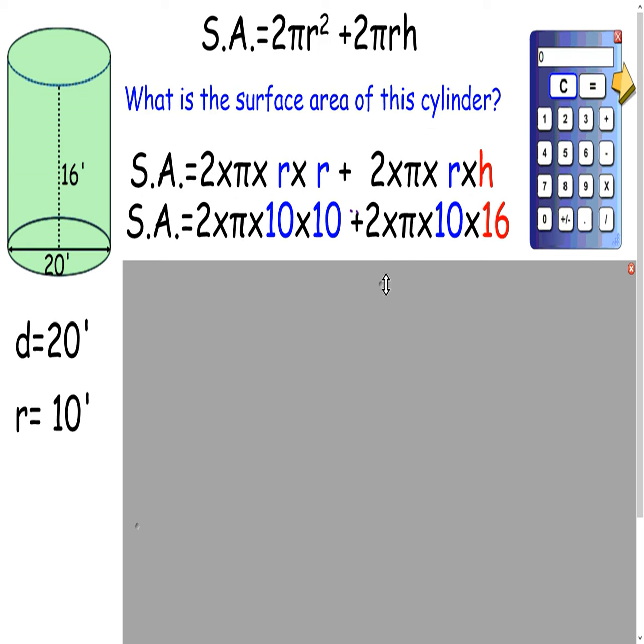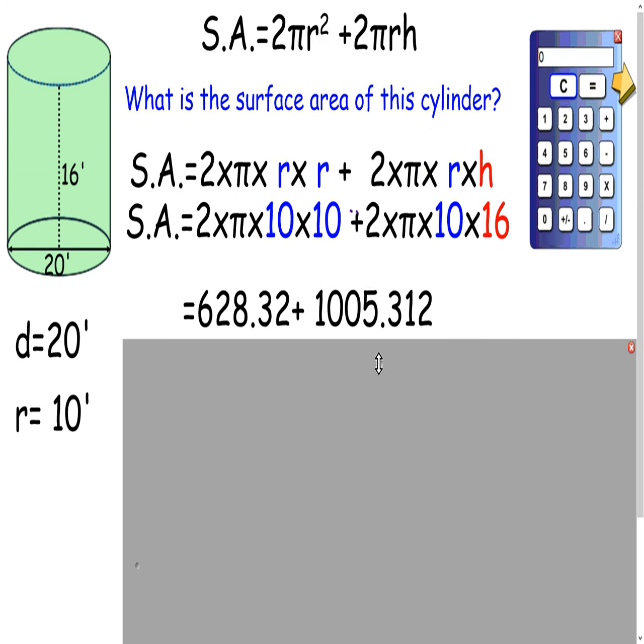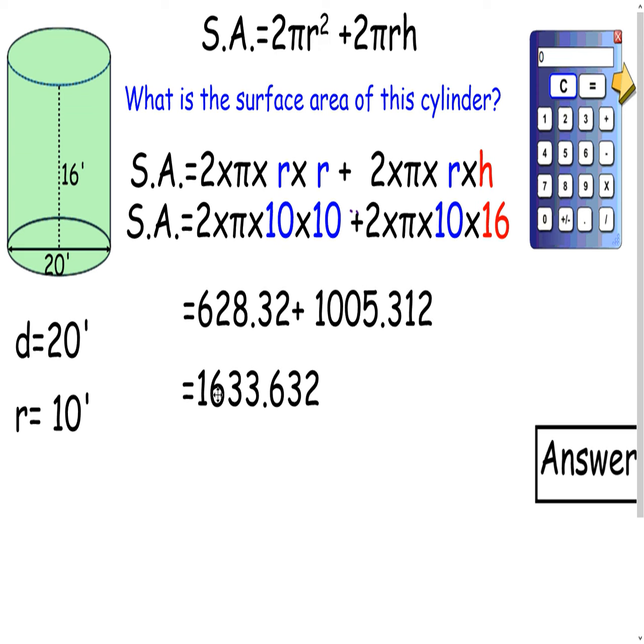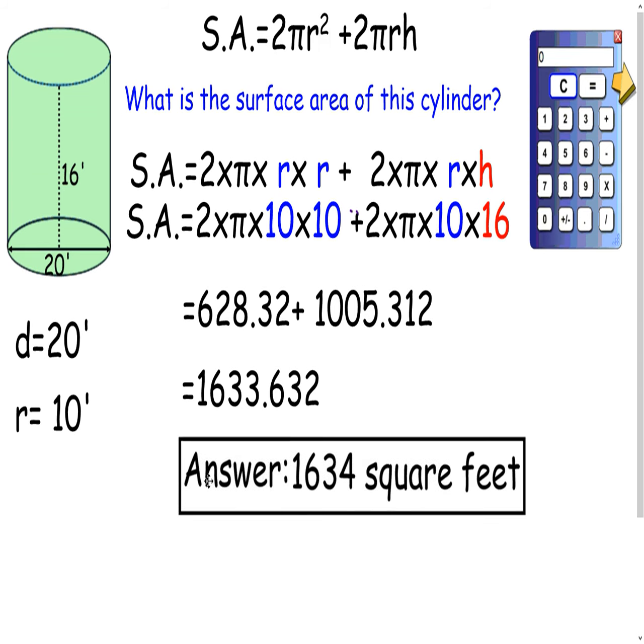And we end up with the two circles together being about 628, and that rectangle, that piece that wraps all the way around the outside, being a little over 1,000. And all together, we add them up, we get 1,633.6. We're going to round that to the nearest whole number. That 6 is going to make the 3 in the 1 spot round up to a 4. So you have 1,634 square feet. Remember, our units are squared.